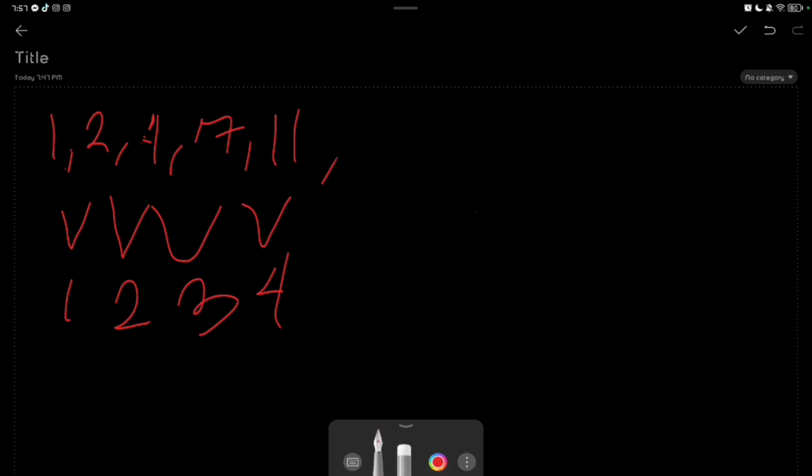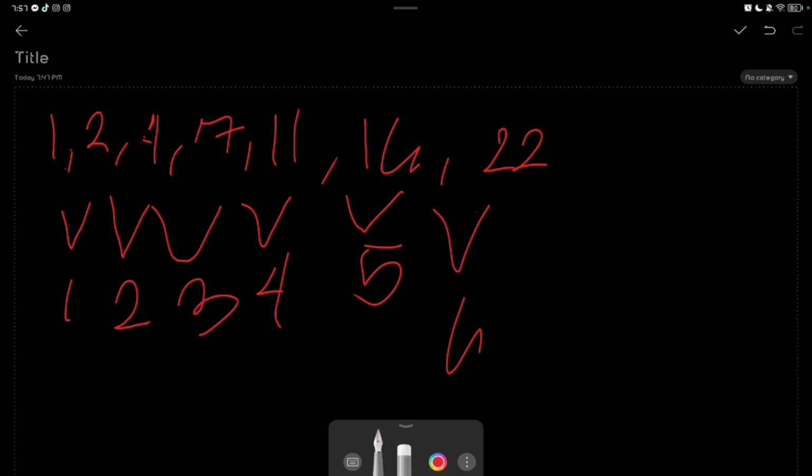So 11 plus 5 is equal to 16. Then 16 plus 6 is equal to 22. And then 22 plus 7 is 29. Oh, 29. Yeah, that's it.